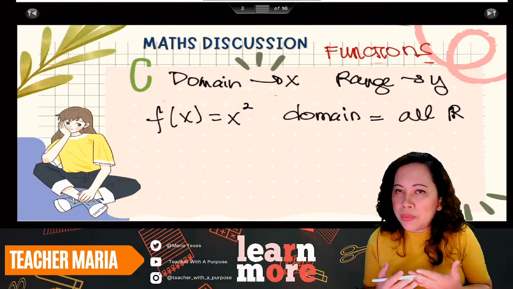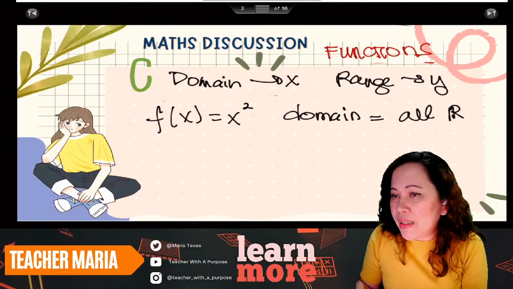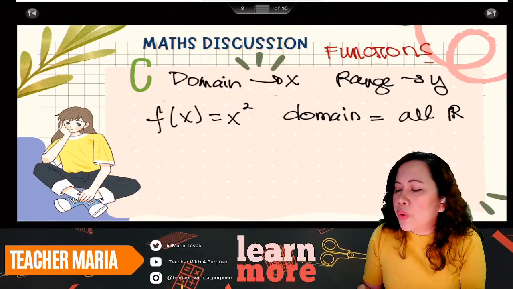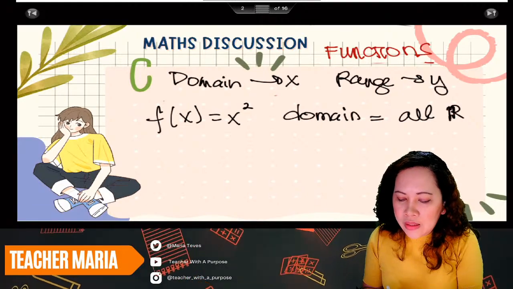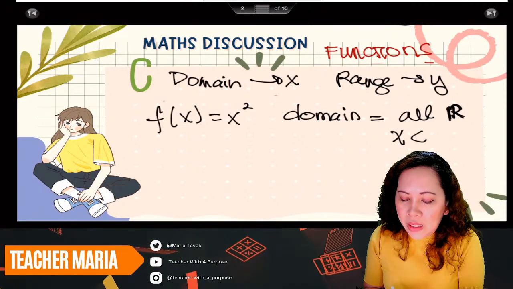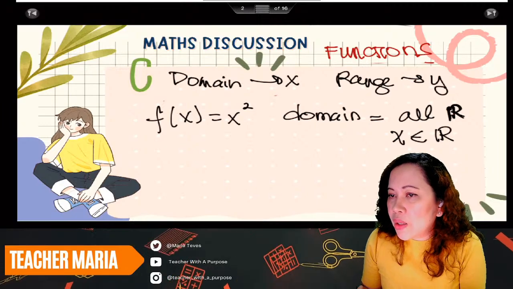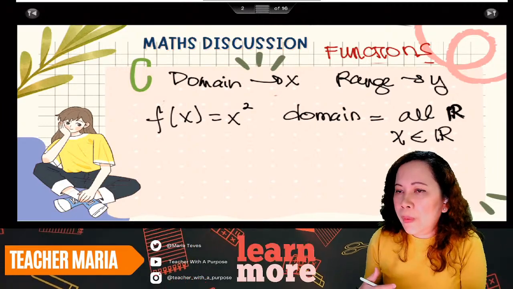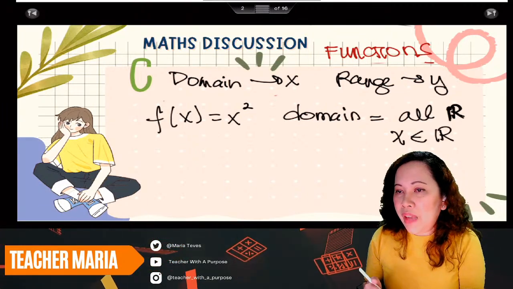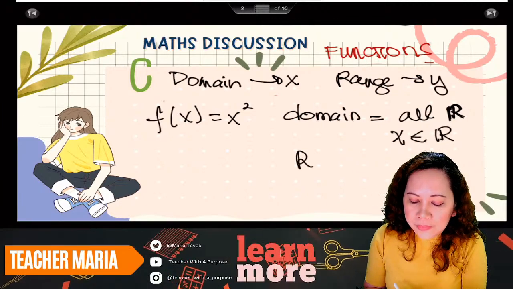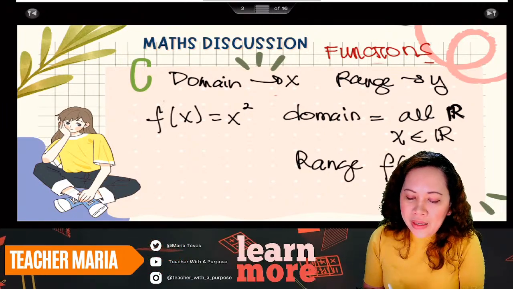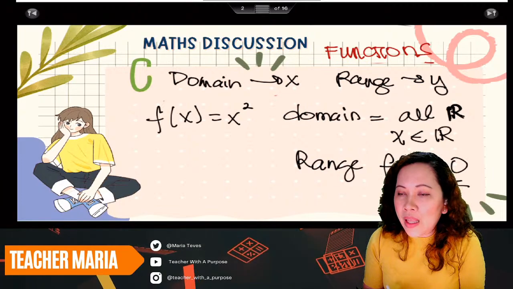Any number that you substitute here, you will get a possible value. So you can use any real numbers as an input. So in proper maths, we use this R. That means that x can be an element of the real numbers. That symbol implies that it is for all the possible values of x. So your range here, if you substitute even a negative number, your f of x will be greater than or equal to 0. That's your range.